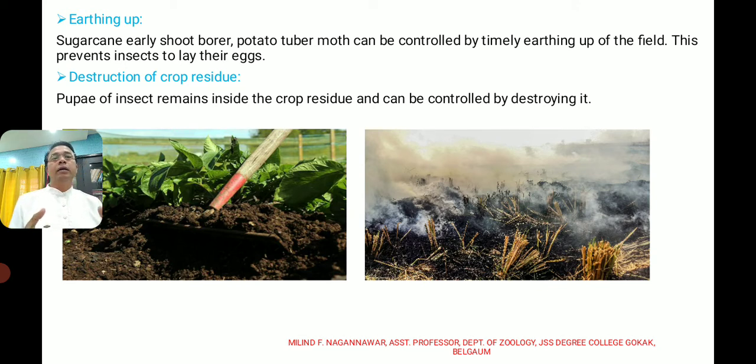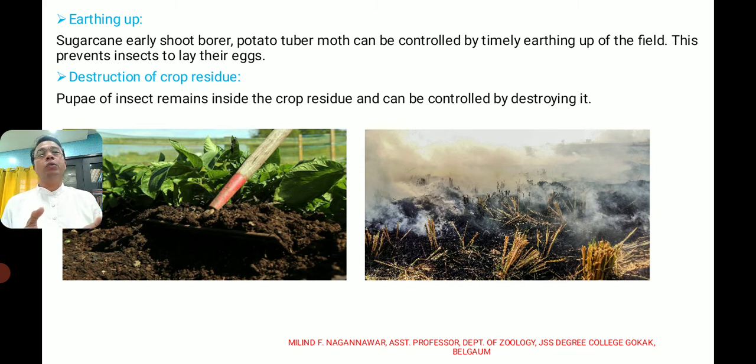Sugar cane early shoot borers, for example, and potato tuber moth can be controlled by timely earthing up in the field. This prevents insects from laying their eggs. Most of these pests lay their eggs in the soil, whether shoot borers or tuber moth. So if we earth up, if we dig up in the field and remove the soil, what will happen?